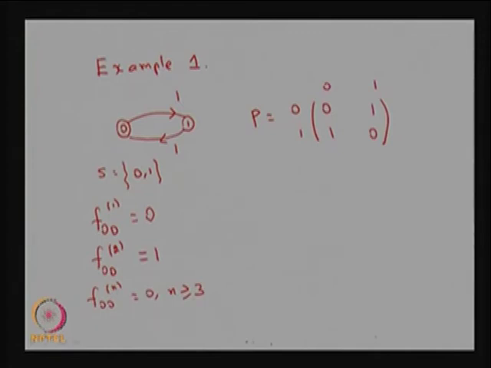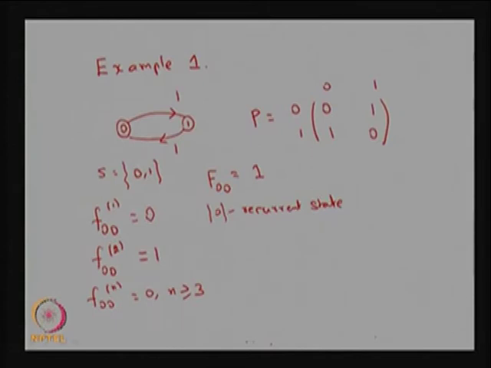Now, if you try to find out what is capital F00, that is the probability of ever visiting the state 0, starting from the state 0, that is the summation of f00 superscript within bracket n for all n varying from 1 to infinity. If you sum it up, then that is going to be 1. Since F00 is equal to 1, you can conclude the state 0 is the recurrent state.